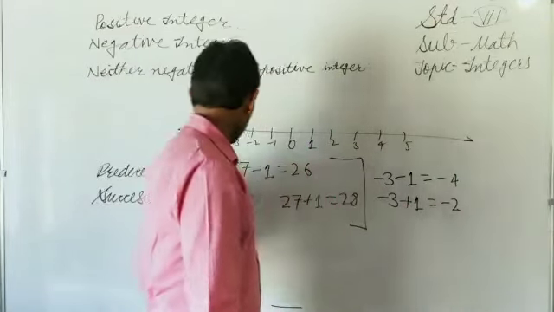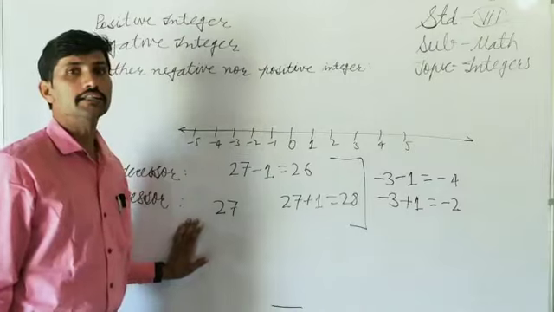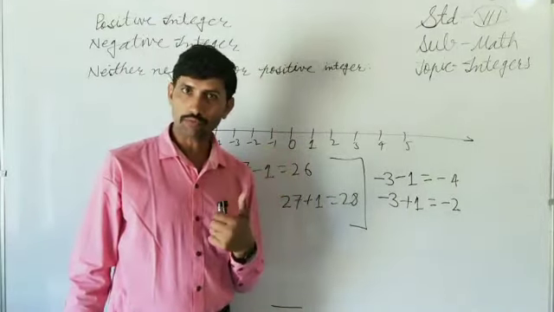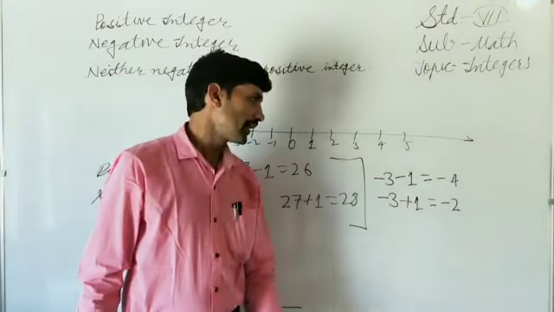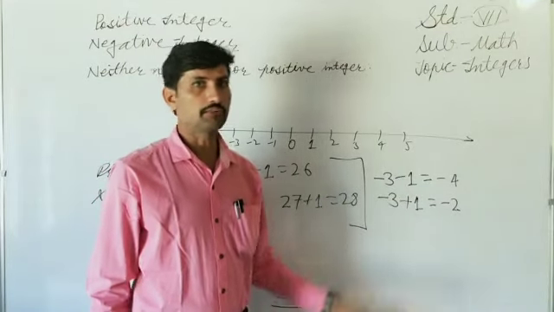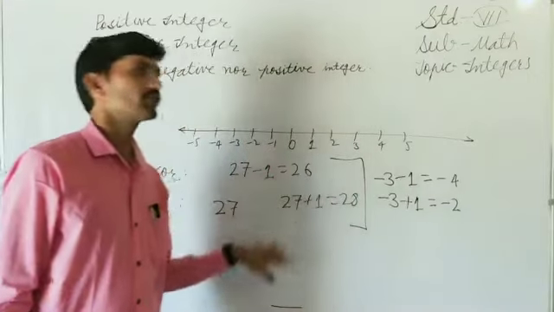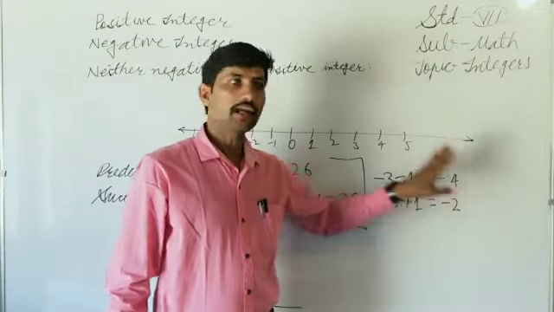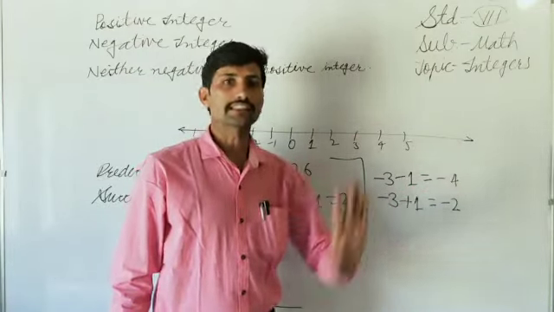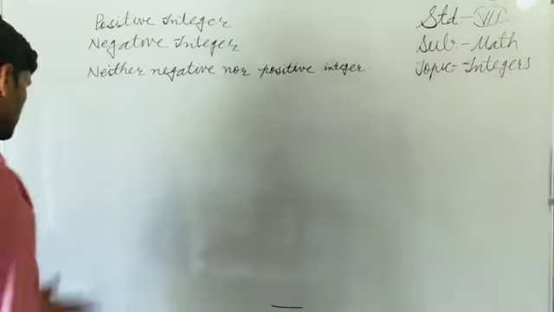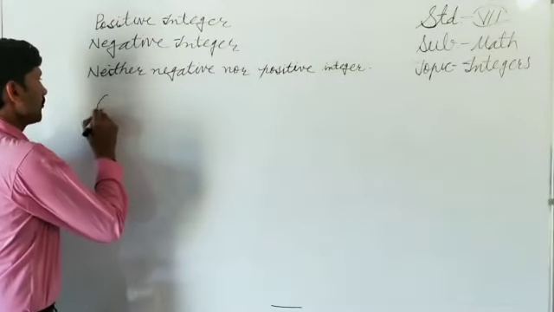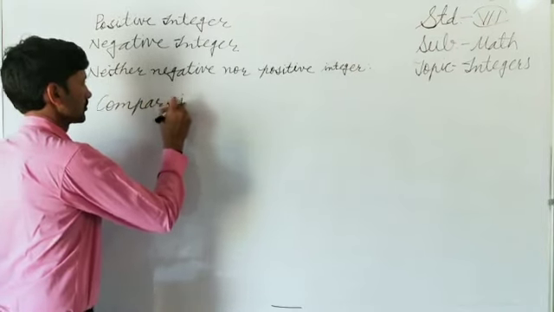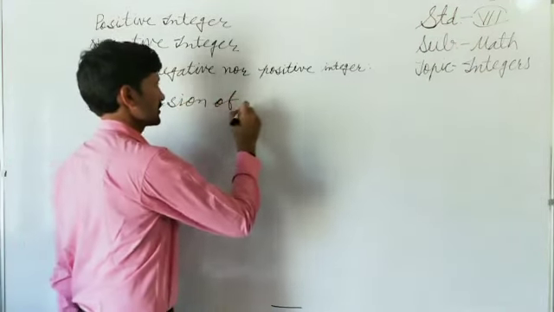So it's very easy to find a predecessor and a successor. If I ask you the predecessor of 100, subtract 1 from 100, it is 99. If we add 1 to 100, we get 101, which is its successor. In this way, whatever number is given, subtracting 1 gives its predecessor and adding 1 gives its successor. Let us now come to the comparison of integers.